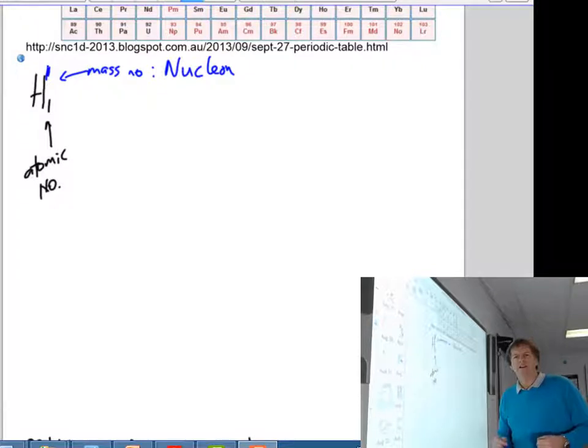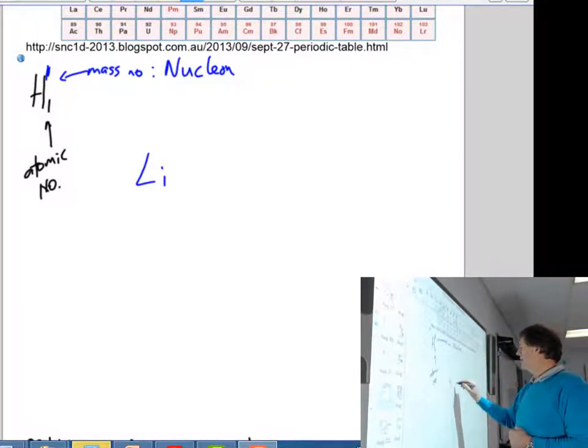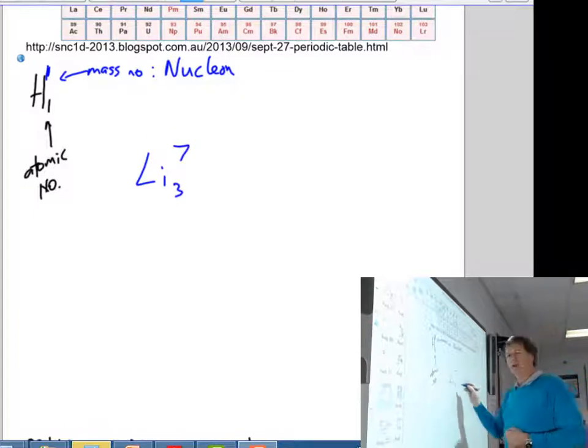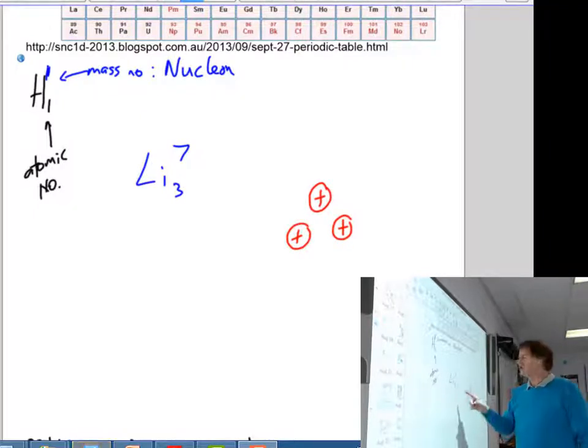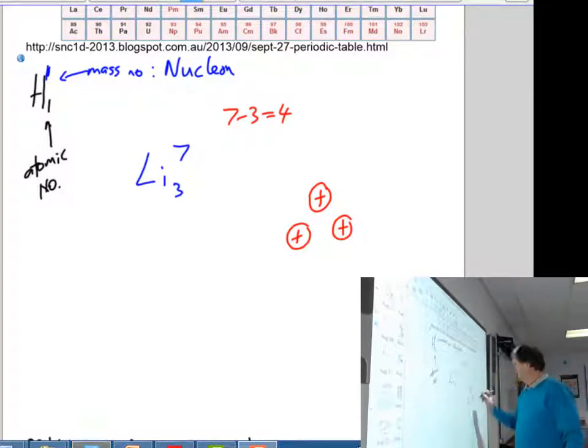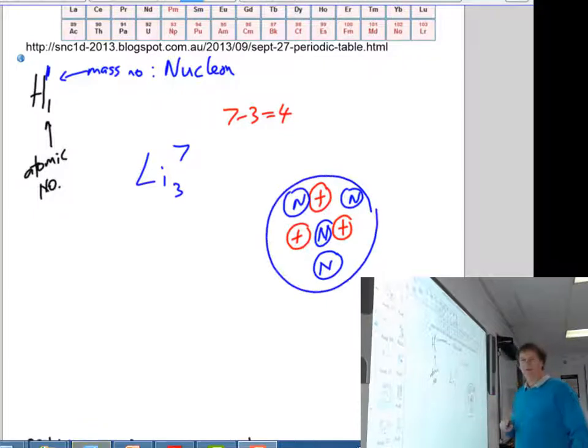Okay? So if we start to look at some of the other nuclei that could be around, if we take lithium 3,7 then, you've got an atomic number of 3. So we're going to be drawing 3 pluses in the nucleus. And to work out the number of neutrons, we would subtract those. 7 take away 3 equals 4. I need 4 neutrons inside. 4 neutrons in there. So that's your central nucleus there, made up of those.